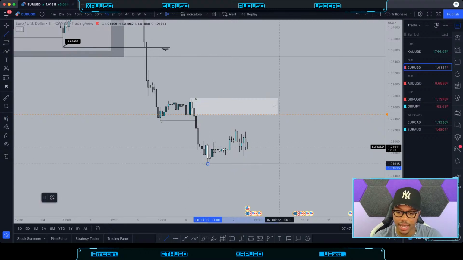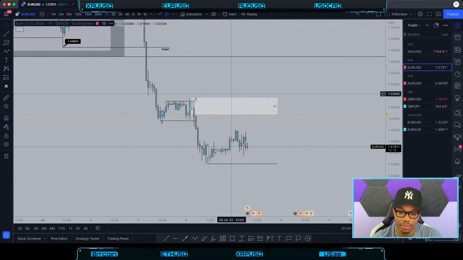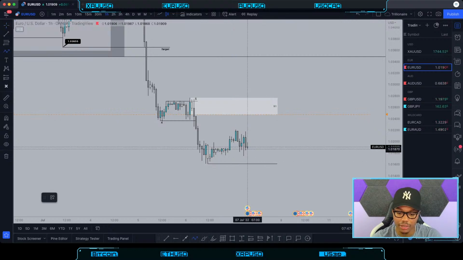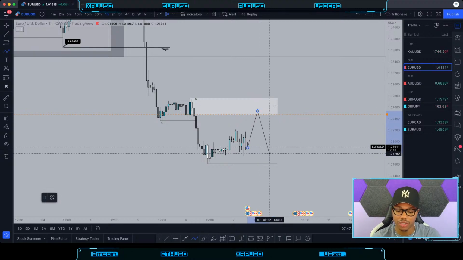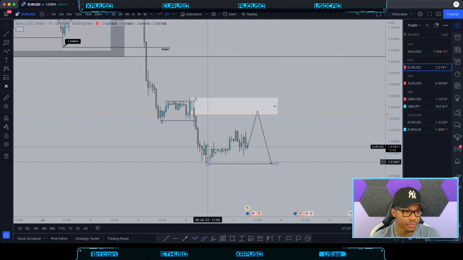You guys can see that I already have my H1 POI marked up. It's going to be here. My alert is already set. I'll be looking for price to possibly tap into this region, give me some type of entry, and then push to the downside and target this low right here. Very straightforward trade during New York session.